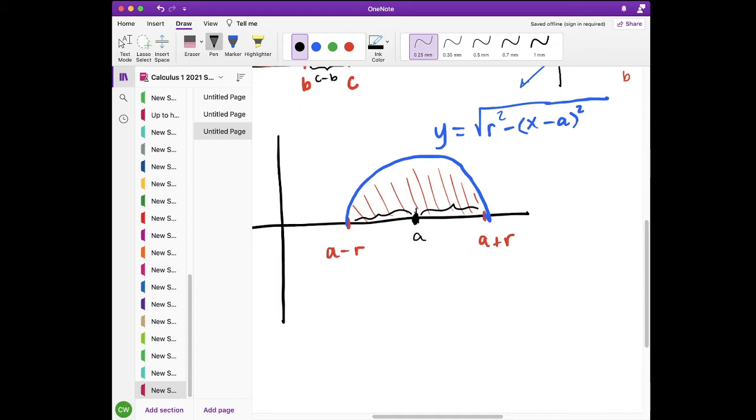So this is r. Do you see that? It's not centered at the origin, so this is not the radius. The radius is just r. Same thing with a minus r. That's not the radius. This is not the radius, right?